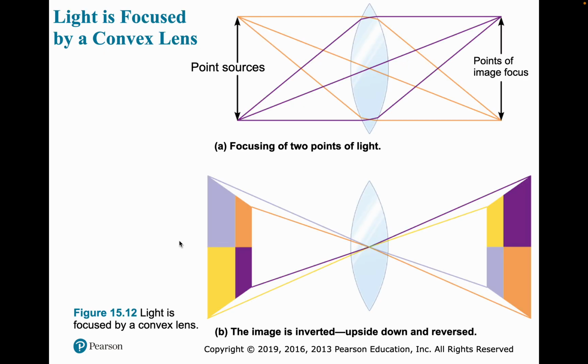So if we have a point source here and it goes through the convex lens, it would focus. This point would be focused here. This point would be focused here. So in reality, we get a real image on the back of our eye, on the retina of our eye, and that real image is upside down and reversed, and our brains work to correct that.